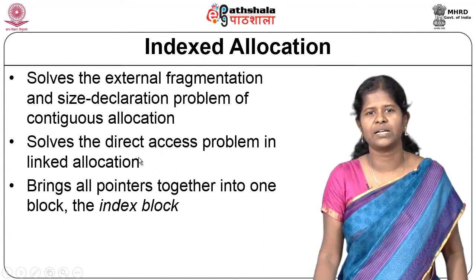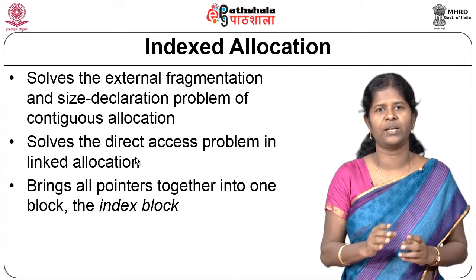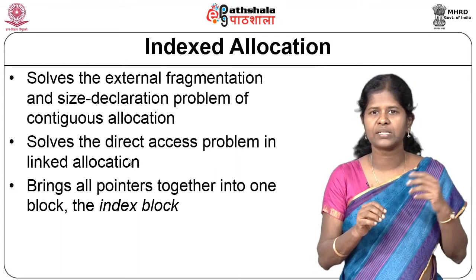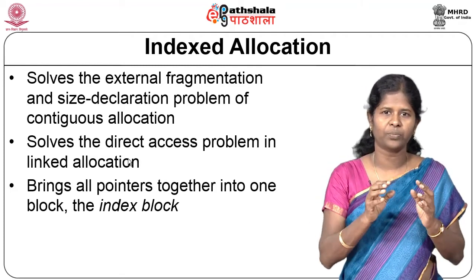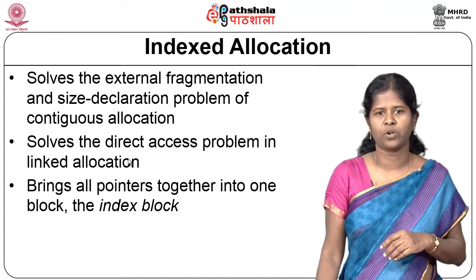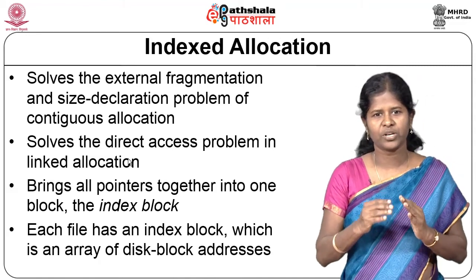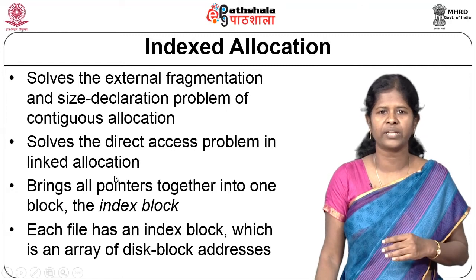So, here what is done is that all pointers are put into one single block which is called the index block. So, rather than having a pointer in each and every disk block as in the case of the previous linked allocation, here we have all the pointers being put into a single disk block, and that is called an index block. And each file will have its own index block, which will have an array of disk block addresses. All the disk block addresses are stored in the index block.